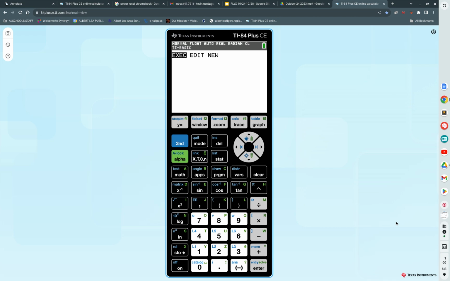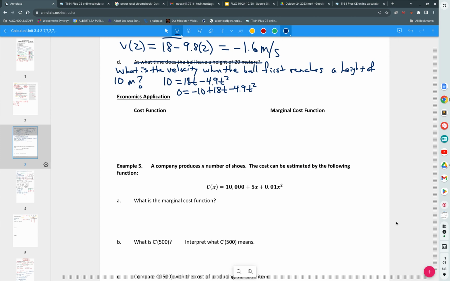As I press enter on the quadratic formula, it says A is, and what is A in this situation? Negative 4.9, I press enter. What is B? 18, and C is negative 10. And I get two results. I get 0.68 and 2.99. Which one do you want? Why do you want the 0.68? That's when it's on the way up, right? So time equals 0.68 and 2.99. 0.68 is when it's on its way up, and 2.99 is when it's on its way down.